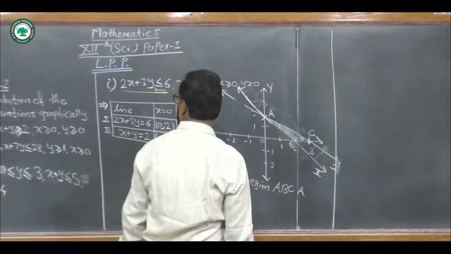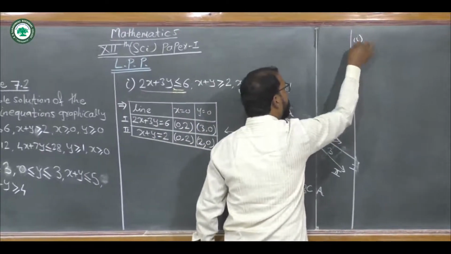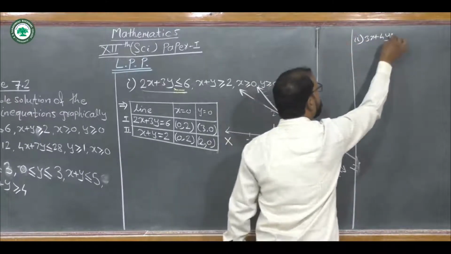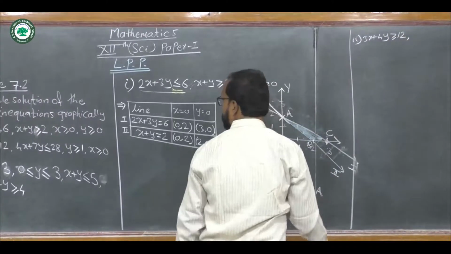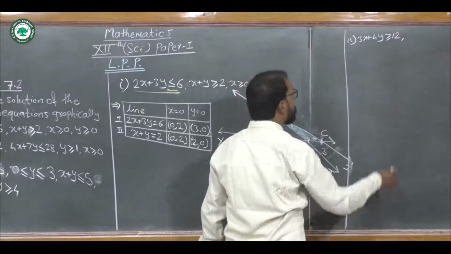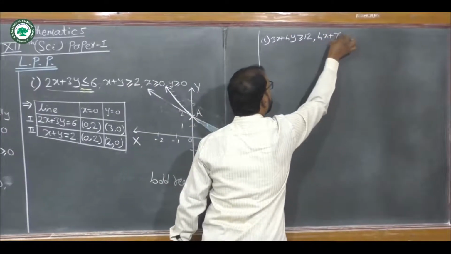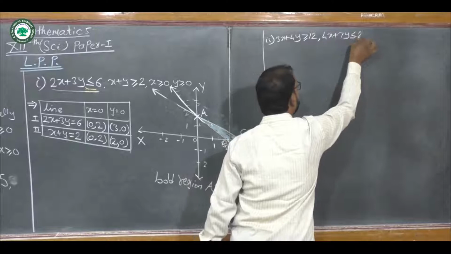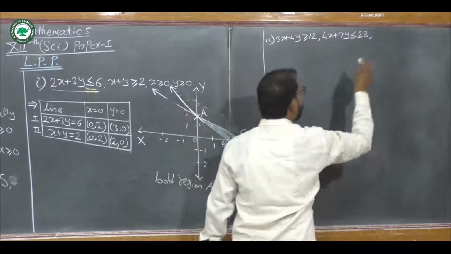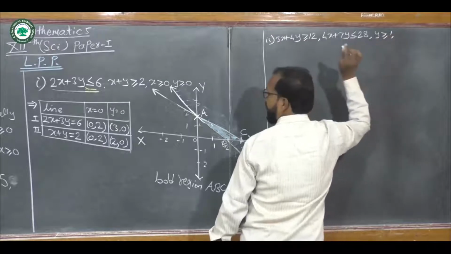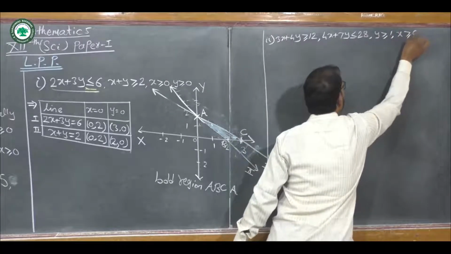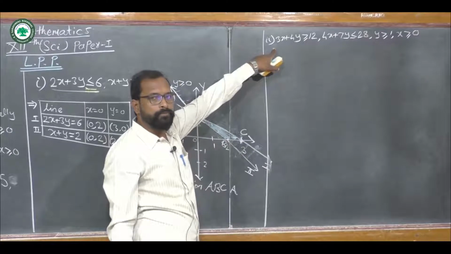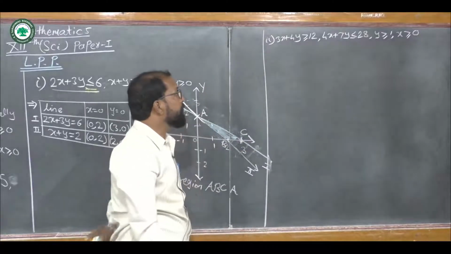In which the given inequalities are, now the second problem: 3x plus 4y is greater than or equal to 12. The second inequality is 4x plus 7y is less than or equal to 28. Next is y is greater than or equal to 1, and the next one is x is greater than or equal to 0. Now we have to find the feasible region or the common solution for these inequalities.